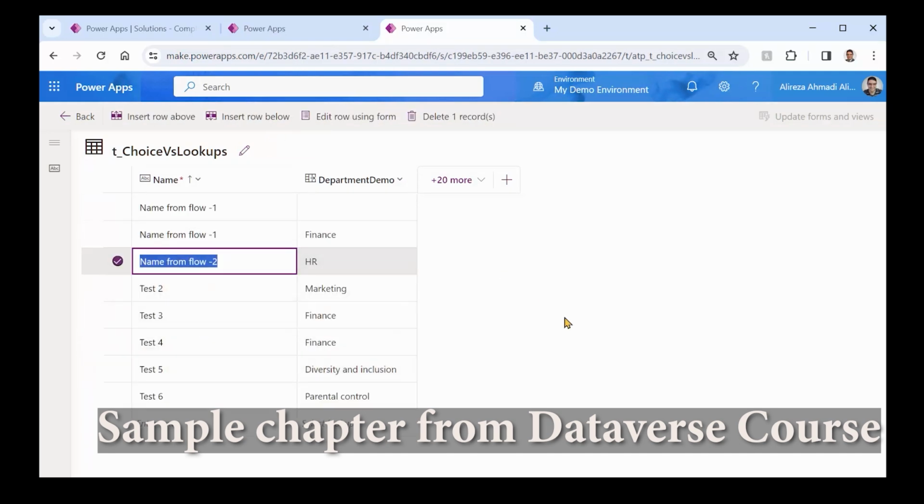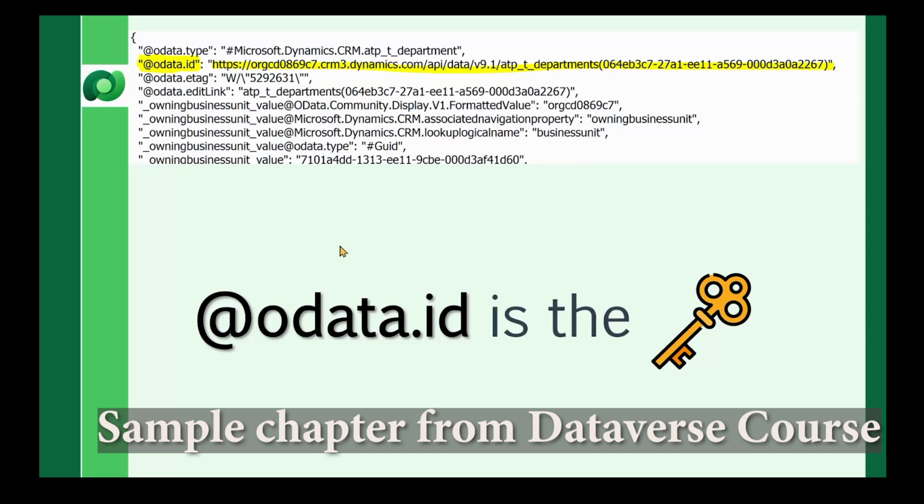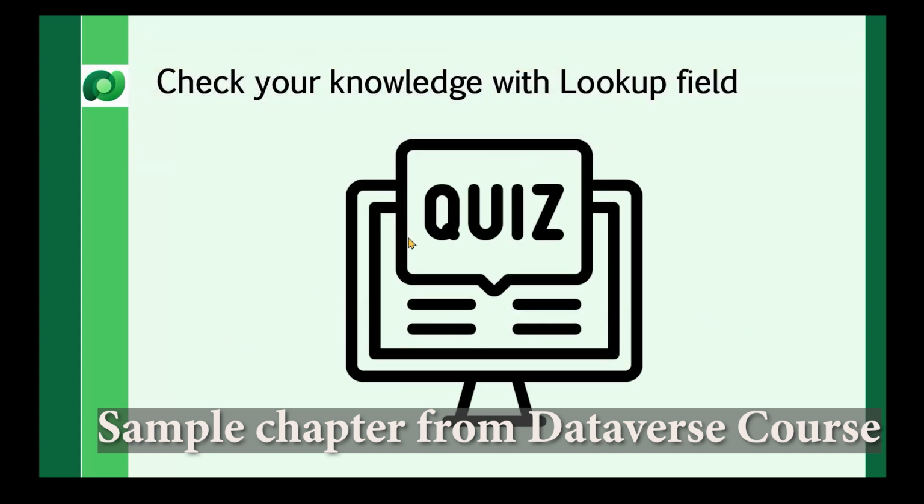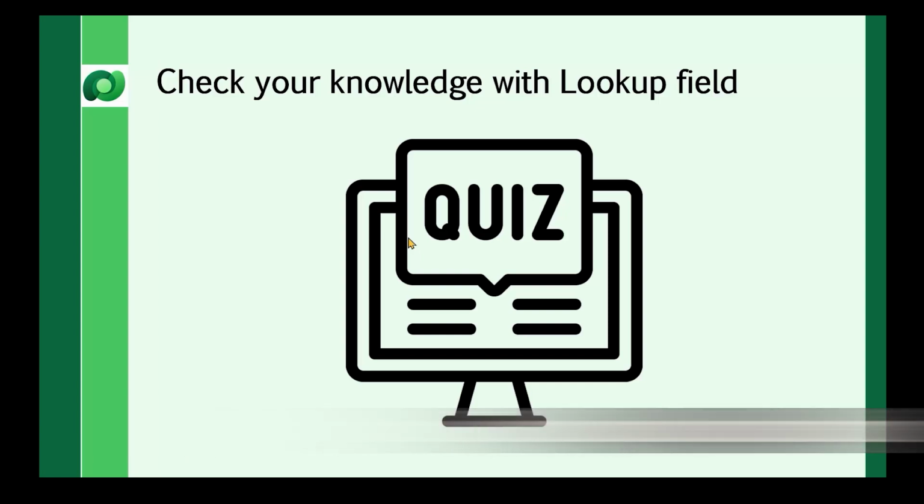So if you're younger than me and can remember things better, just remember this: @OData ID is what you need from the lookup field to feed it to the table that you want to insert the value into. The same thing applies to update, and I leave that piece to you. Now let's do a quick quiz about your lookup field. And then we have the last complex data type, which is file.